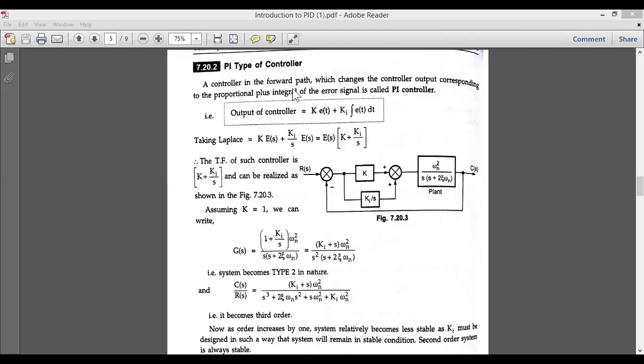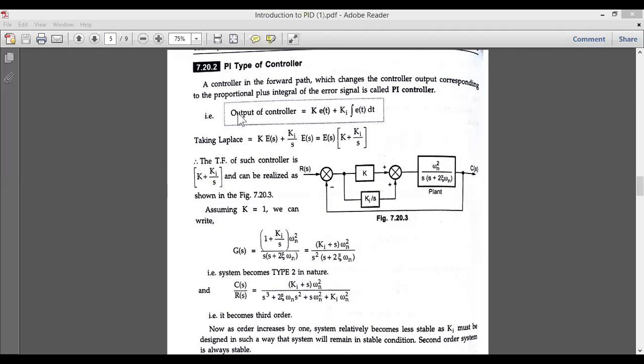So it is a controller in the forward path which changes the controller output corresponding to the proportional plus integral of the error signal. This is my error signal here. I should integrate that error signal, and along with the integral of the error signal, I should also add the proportional constant. You should not take only the integral of the applied input signal, you should take the integral of the error signal. Such types of controllers are defined as PI controllers.